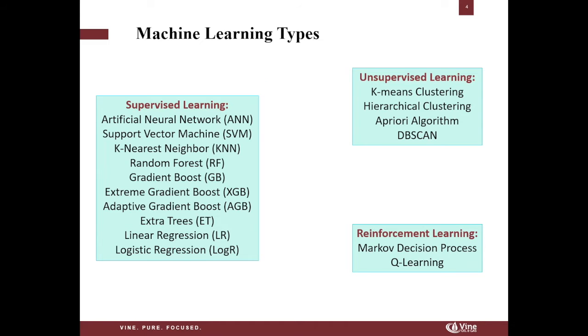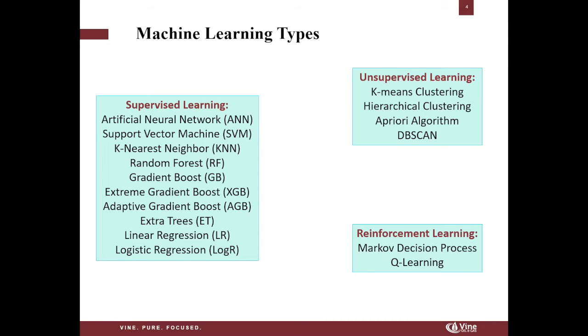So some examples of well-known algorithms within supervised learning: ANN is probably one you have all heard of before. We have support vector machine, k-nearest neighbor, random forest, all kinds of decision tree or tree-based algorithms. We have gradient boosting, we have adaptive gradient boosting. Each one of these algorithms has certain applications, and depending on the problem that you're trying to solve, some of these algorithms could provide a more accurate result as compared to others.